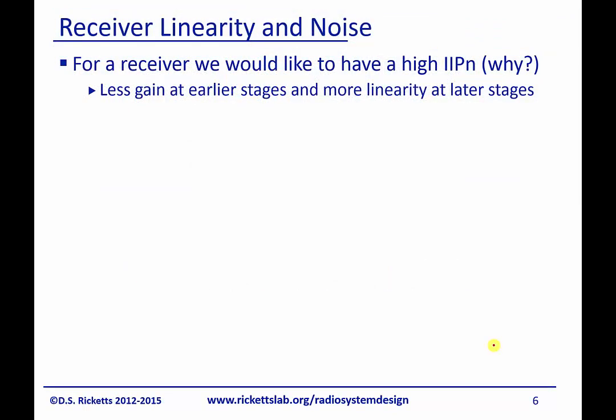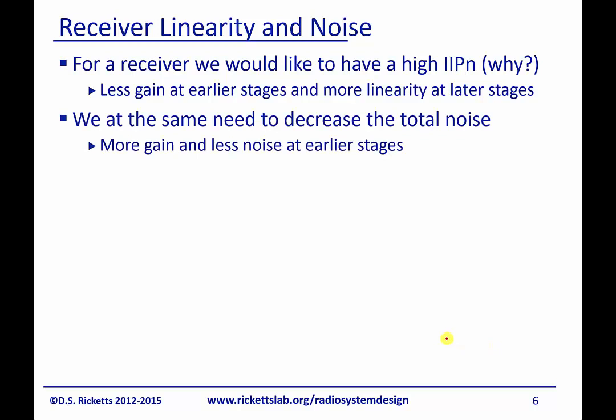So we'd like to have a high IP3, and the reason for this is it allows us to have a high peak power, it allows us for given power to operate in the linear range, and we'll see later it's going to give us a large dynamic range, which is good. And as we've seen throughout this, the way to do that is to have a lower gain at the beginning stages and high linearity at the later stages.